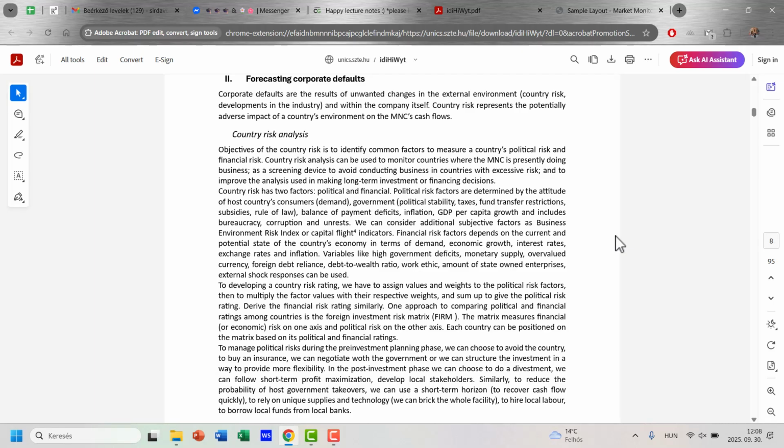So, when we are checking the lecture, the Jeff Madura book about international financial management, the next key element is about corporate defaults. But they have a really strange approach, because the book is only focusing on country risk analysis, how we can select proper countries to settle in, and after that they don't care about corporate-specific factors. So that's also a reason why I had to extend this further.